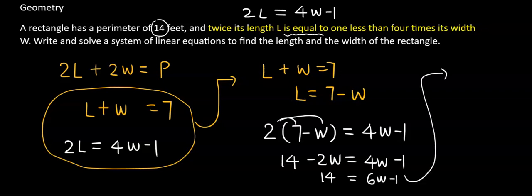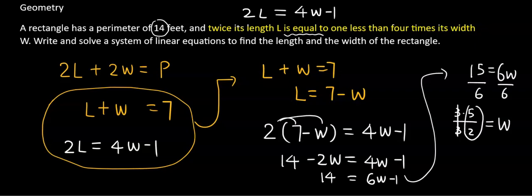Run out of space. We have 6W. Make a little bit more space here. We have 6W is 15. Divide by 6, divide by 6. W is 15 over 6, which is not simplified enough because 15 is 3 times 5 and 6 is 3 times 2. Oh, that's good. This is a 1. And 5 over 2 is 2.5. So W, the width, is 2.5.